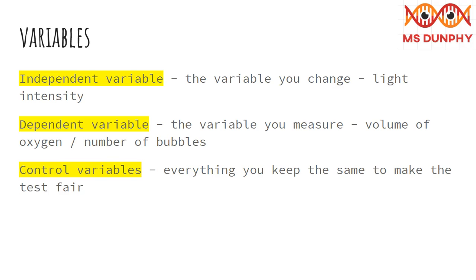You have to try and keep all the other variables constant so that it's a fair test. The variables in this experiment include all of the limiting factors of photosynthesis. Ways you can control the variables.